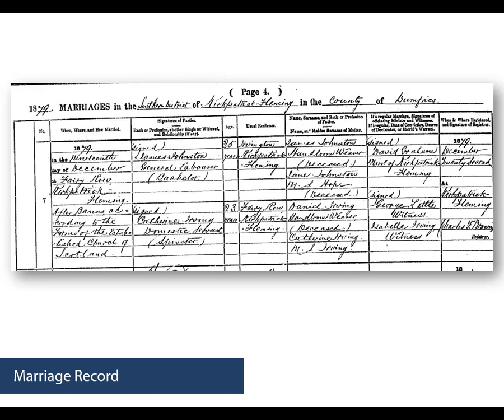Then you have the signatures of the witnesses, the date of the marriage, and this is a nice little document. And again, Scotland's People will have this document and others starting in 1855 for you to purchase and download at home.